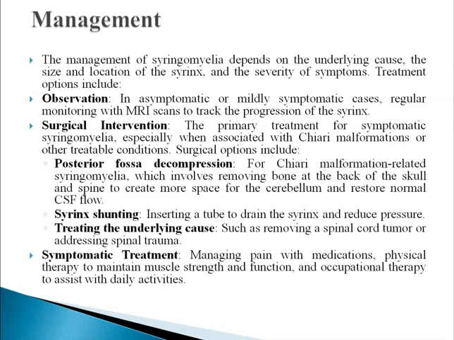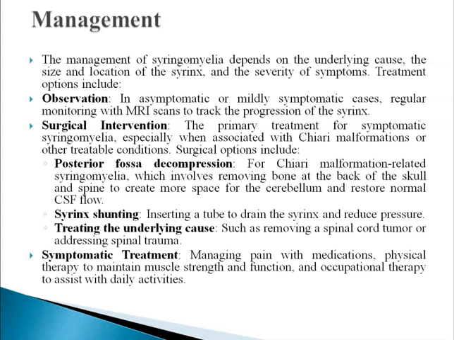The primary treatment for symptomatic syringomyelia, especially when it is associated with Chiari malformations or other treatable conditions. The surgical options include posterior fossa decompression for Chiari malformation related syringomyelia, which involves removing bone at the back of the skull and spine to create more space for the cerebellum and to restore the normal CSF flow.